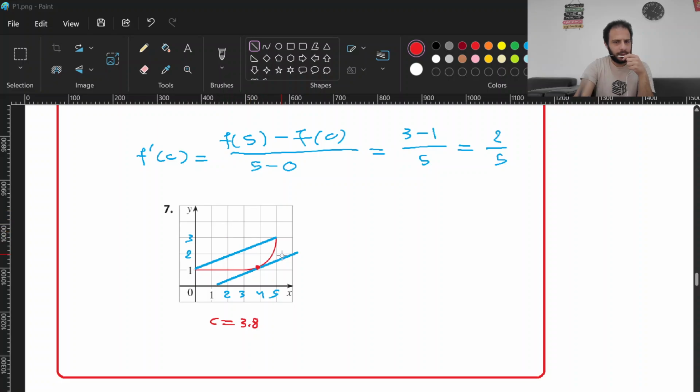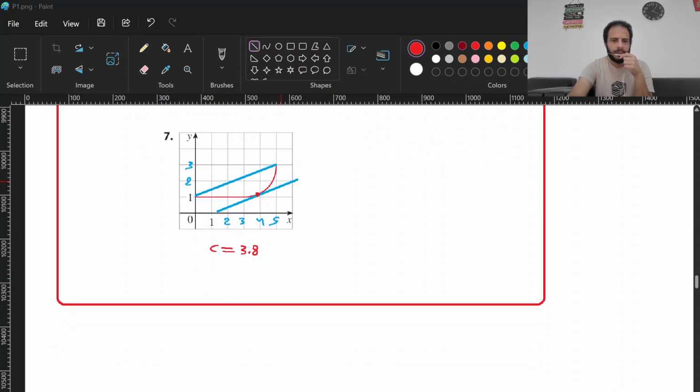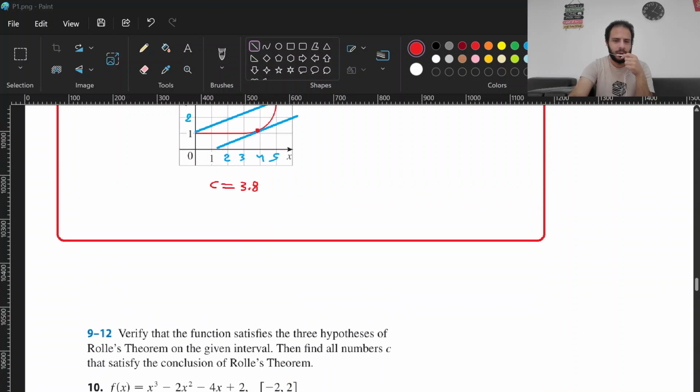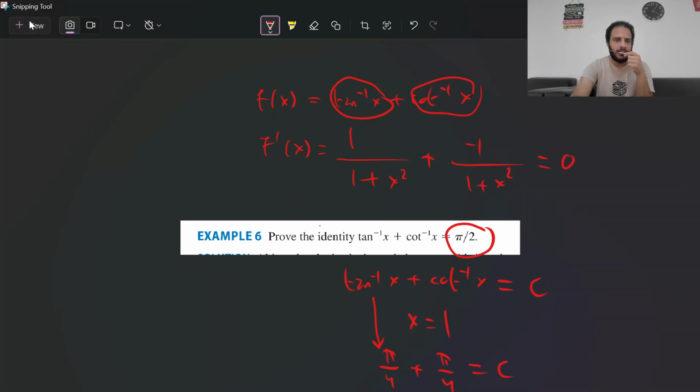These questions with the graph, I put them for understanding, because you need to understand these things deeply, not just solve numbers. You need also to understand the theorem. What is the meaning of this theorem? That the slope of the secant line equals the slope of the tangent. Next, let's solve this example. We have more examples, so let's solve some of them.